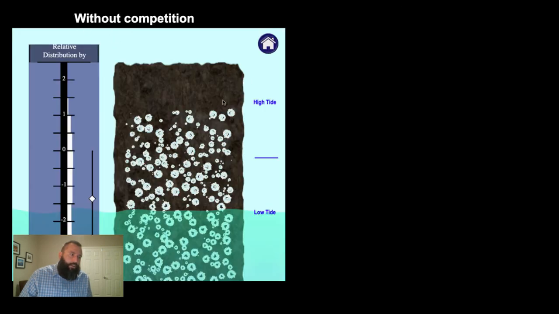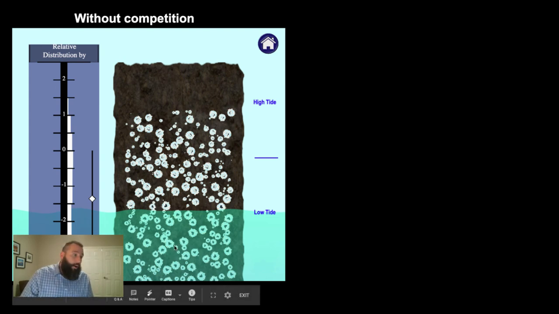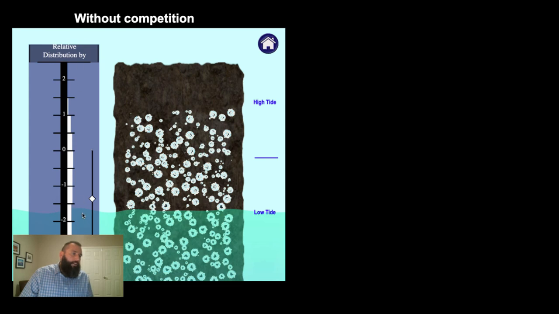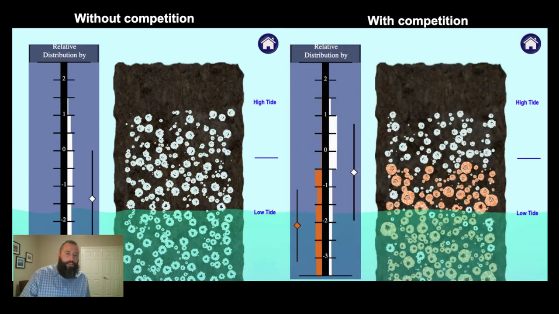So without competition, Chthamalus, these white barnacles here, are able to live really anywhere along the rock that is submerged at least partially or at some time during the day, high tide or low tide, or even in the water. When I take a look at the data over here, this white diamond represents the mean, the average of where this species exists on this rock. So this is without competition. If we introduced competition with another species, what will happen? Take a look. Competitive exclusion.